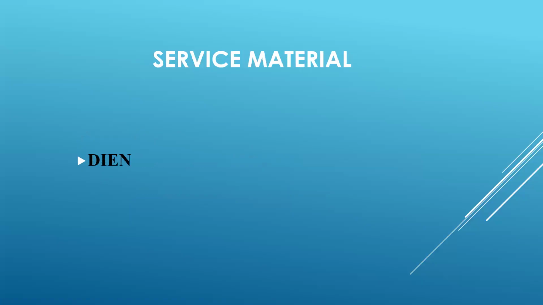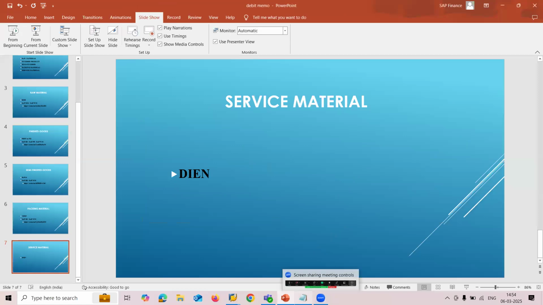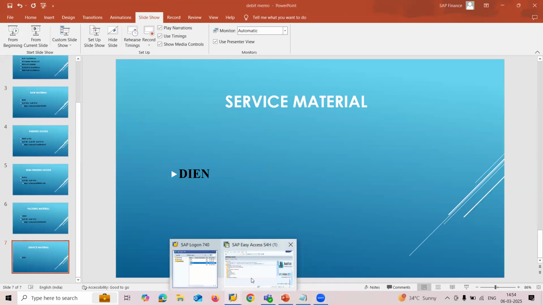That is packing. Next, service related. The material type is DIEN, and I'll show you how to create a service material here. Let's go to the SAP system. This is my SAP system. Go to MM01.